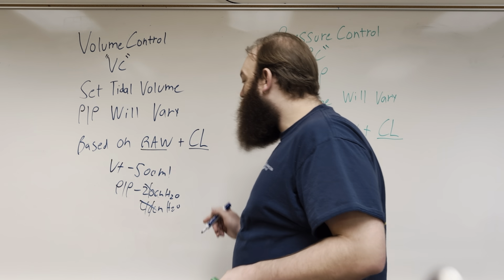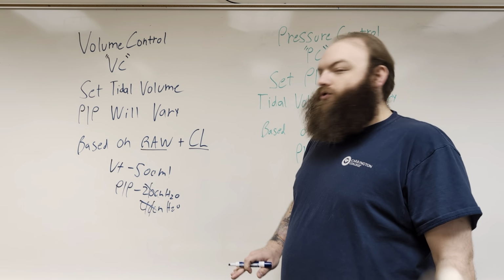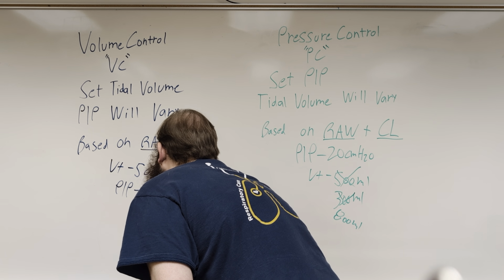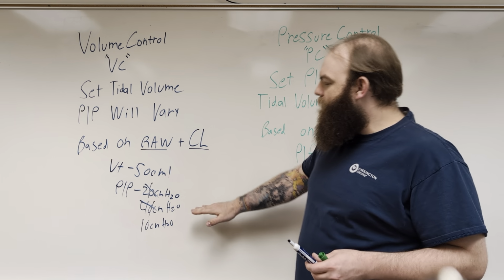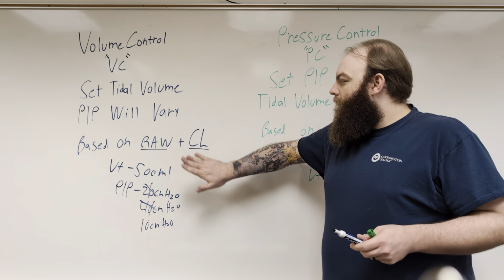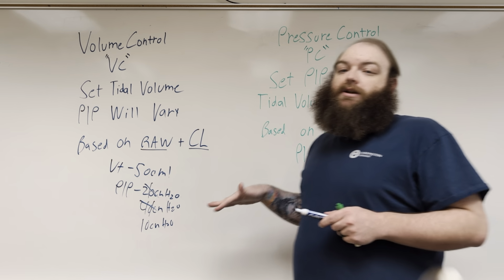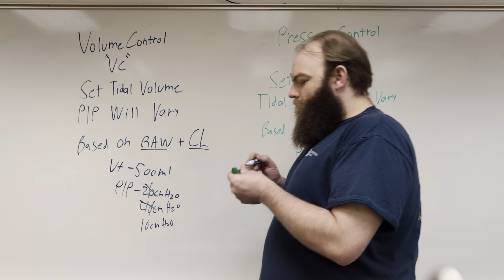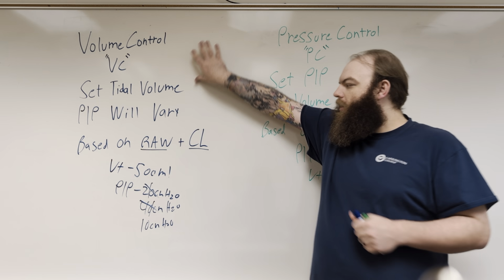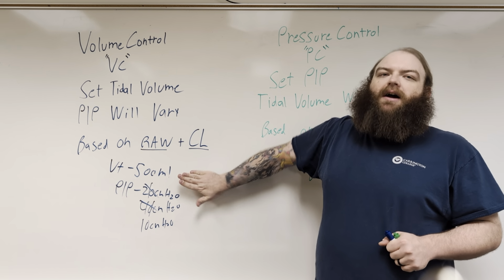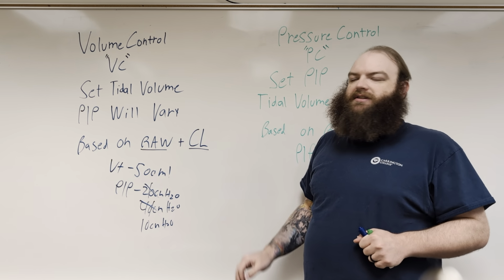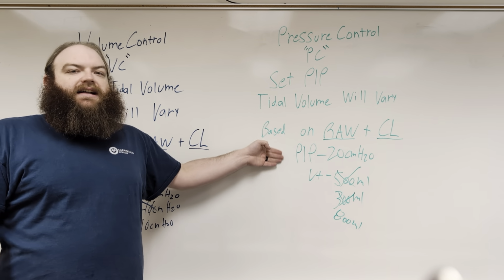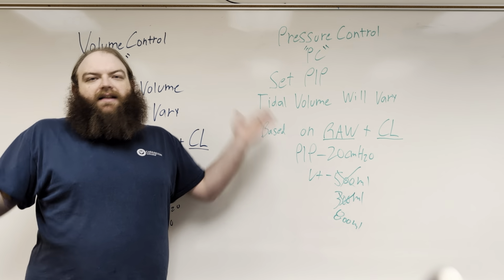So if my lungs become floppier, it might not take 20 centimeters of water pressure to inflate. It might take 10 centimeters of water pressure. And again, these are all just numbers I made up. These are all examples. Pressures and volumes are going to vary from patient to patient, but how they interact with each other is going to be the same. So just remember, with volume control, you get that set tidal volume come hell or high water. No matter how much pressure it takes, it will give you that volume. With pressure control, you get that set pressure, and whatever tidal volume they get, they get.